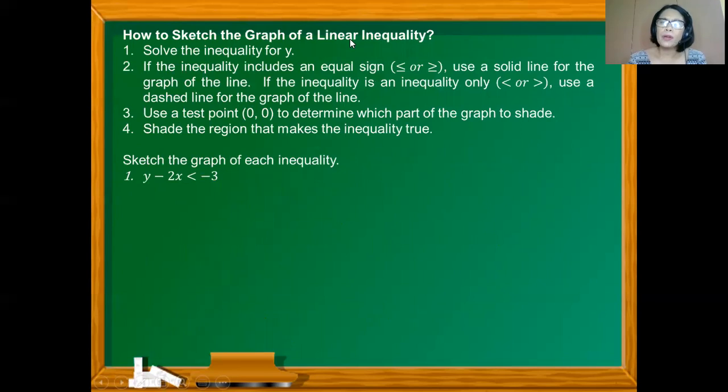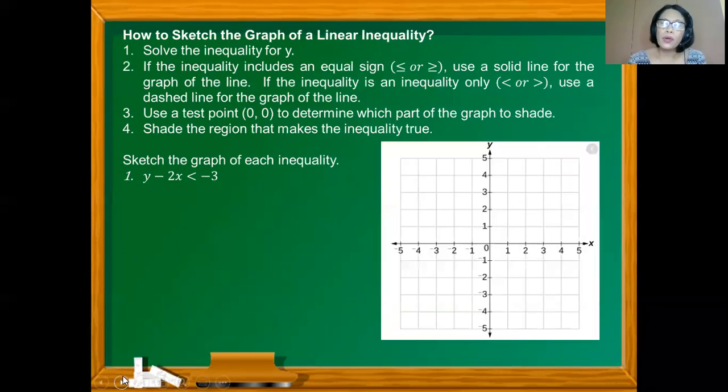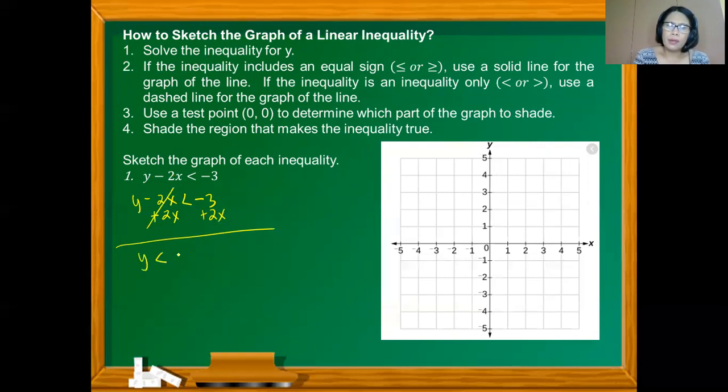So how do we sketch the graph of a linear inequality? First, we're going to solve the inequality for y. For example, in number 1 here, we have y minus 2x is less than negative 3. So we're going to isolate this y and convert this into the slope-intercept form of the inequality. We can add 2x on both sides of the inequality to eliminate this 2x here. So we only have y is less than 2x minus 3. So we're done with this step.